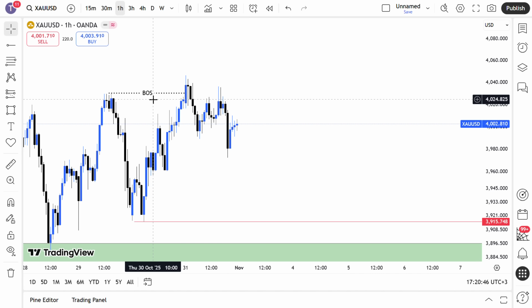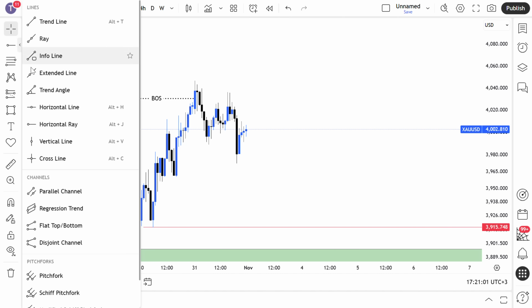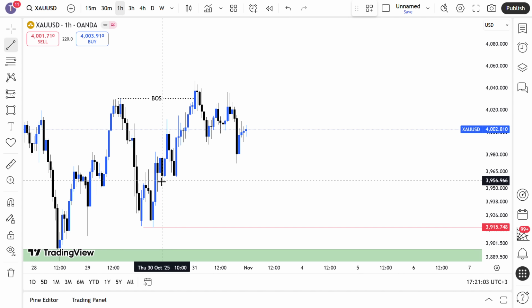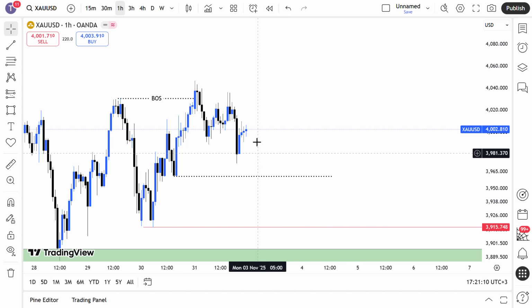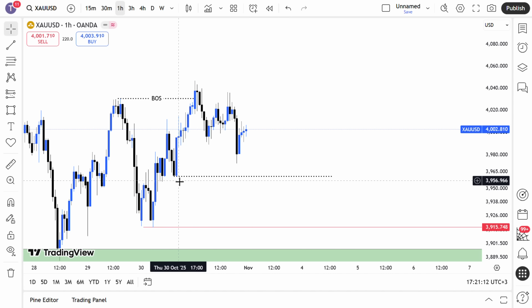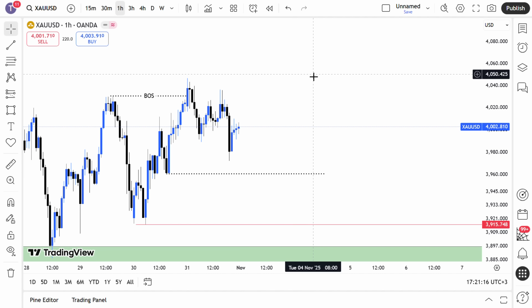So after a break of structure, I expect at least one or two internal structures to be taken out as liquidity. And the internal structures here are this here. There is this internal structure. So this is my liquidity, the internal liquidity. This is my internal liquidity. So I expect gold to drop even lower to take out this internal liquidity if we have to look for more buys to the upside.